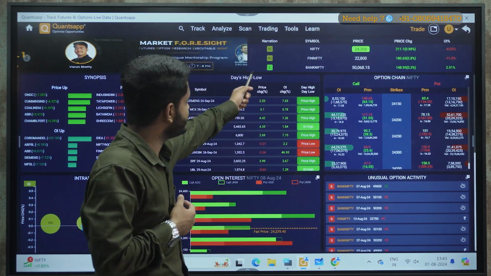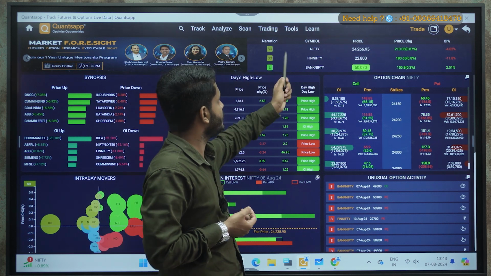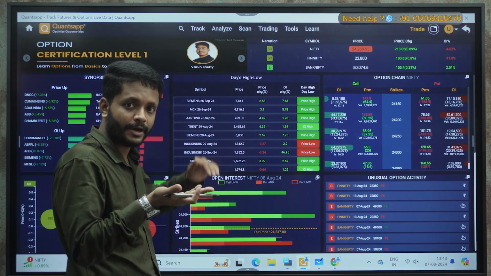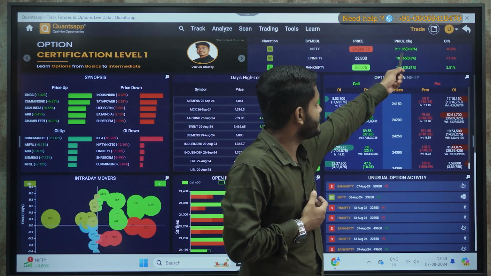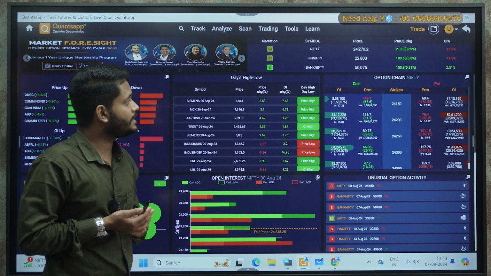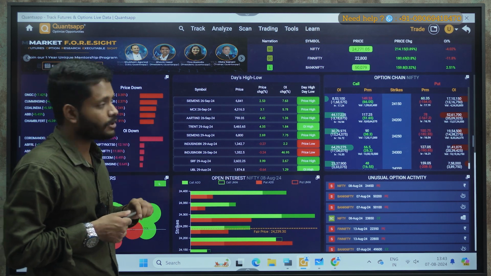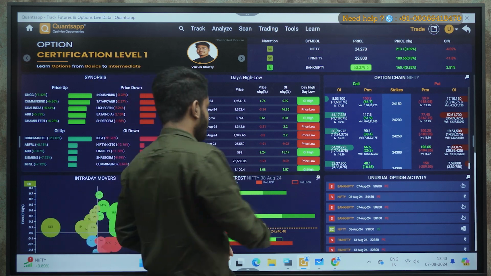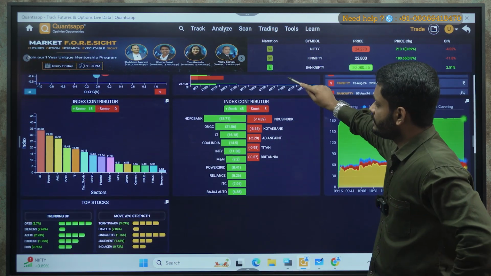As of now I can see short covering. Can you see short covering in Nifty? Just now we studied what short covering is: the price slightly goes up and open interest drops down. Can you see? Price is up and open interest is down. That is why it is showing short covering. See, Bank Nifty is under long build up. Fin Nifty is under short covering. Here on the home page you can see a lot of fancy tools. You can definitely go and explore these tools.